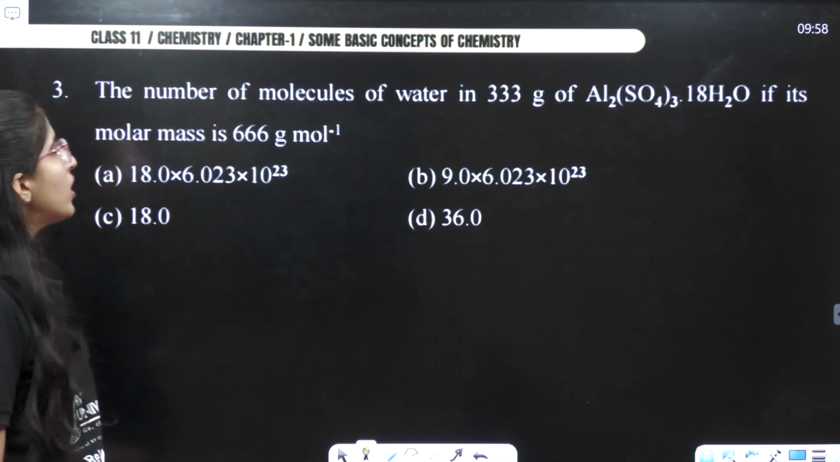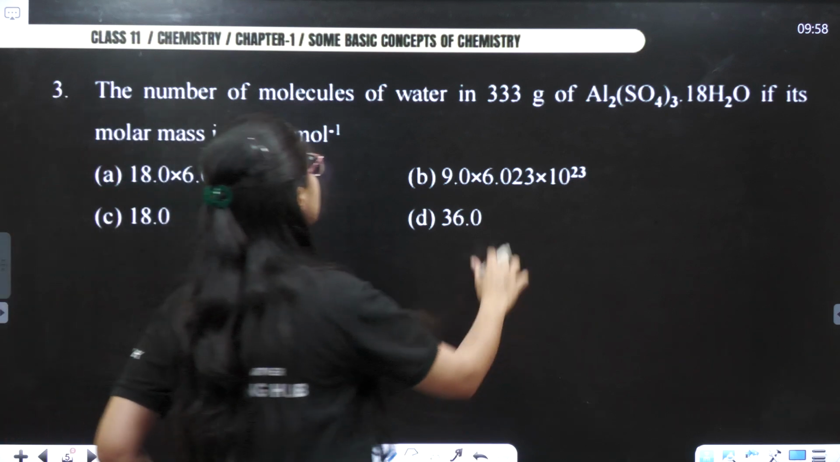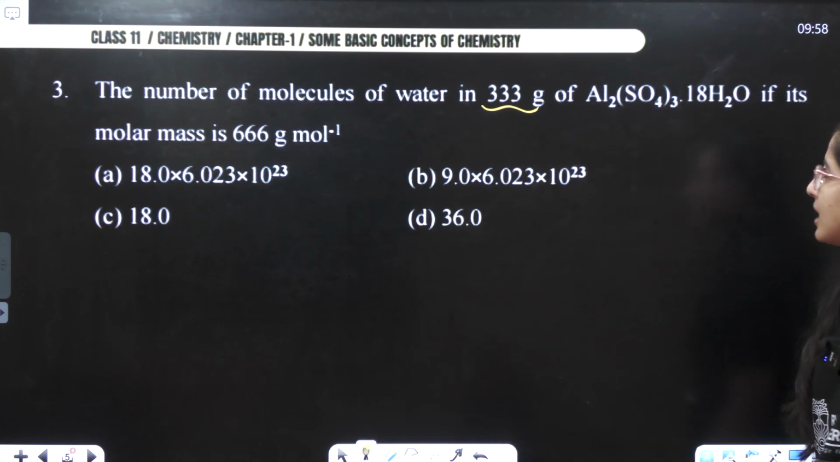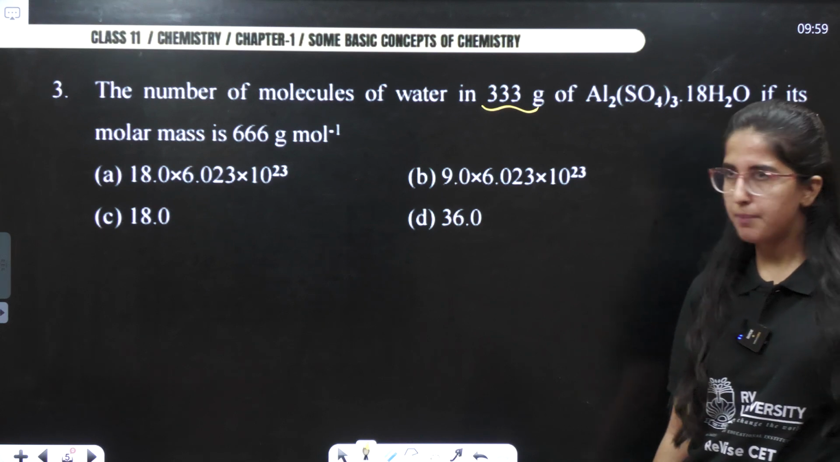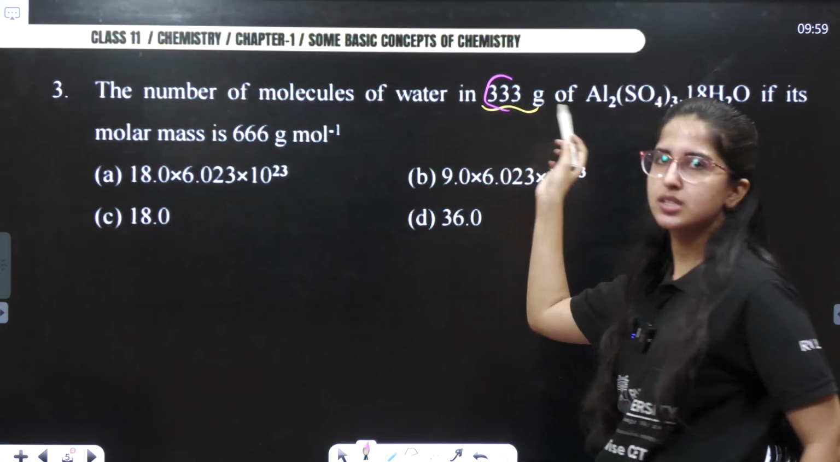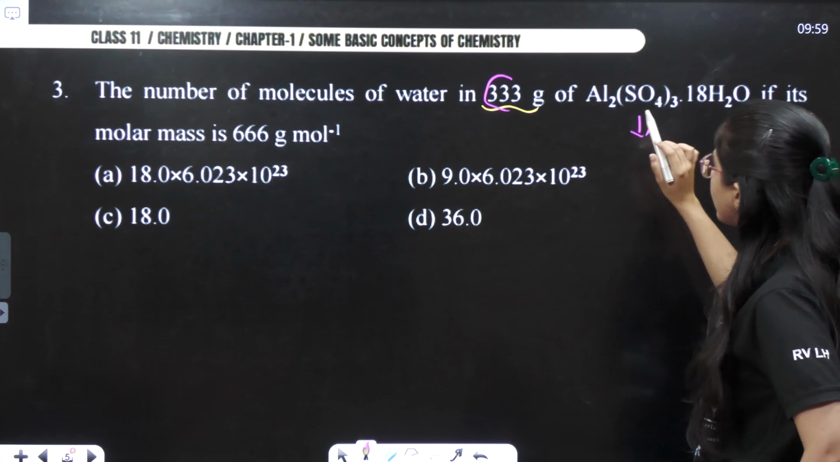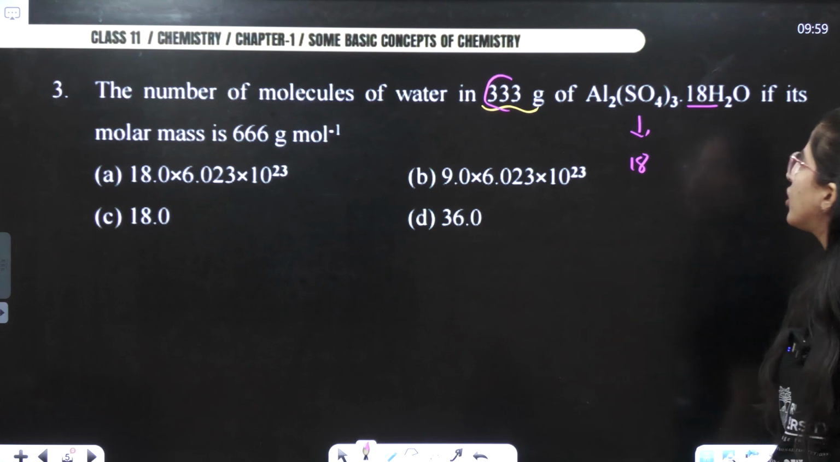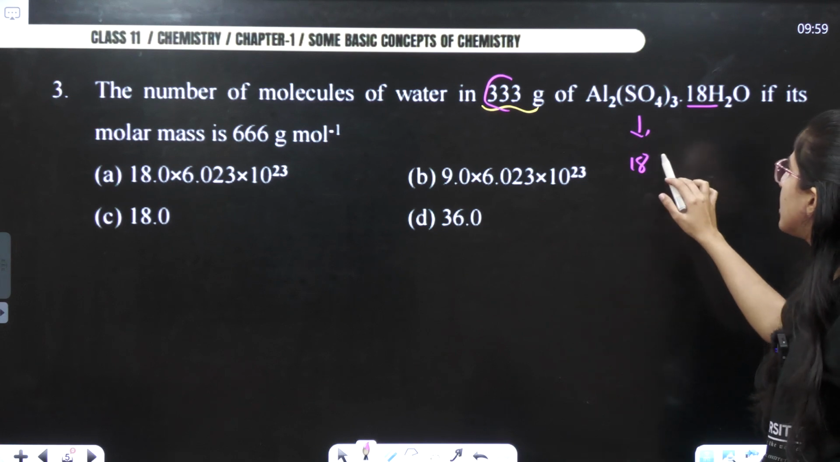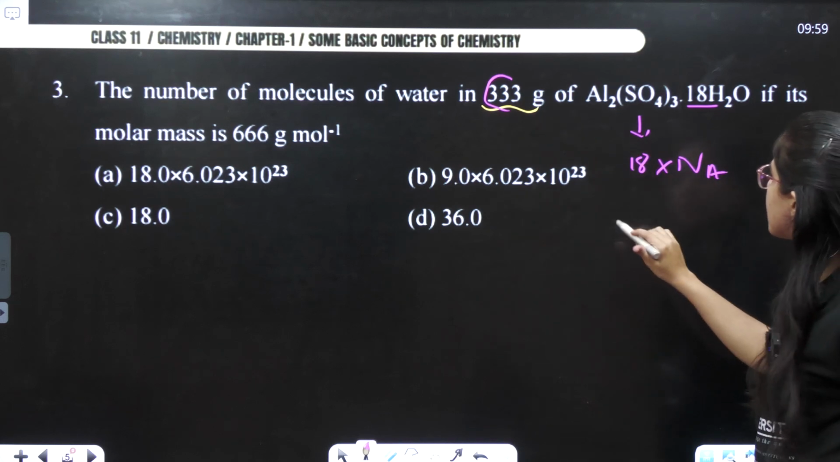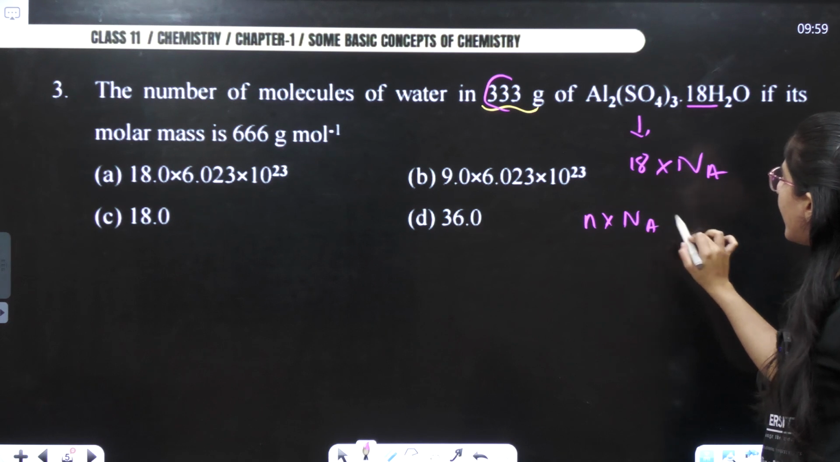Next question. The number of molecules of water in 333 grams of aluminium sulfate, Al2(SO4)3·18H2O, if its molar mass is 666 grams. So now we have to find the number of molecules of water in 333 grams of this compound. In this particular compound, you know that in one molecule, 18 water molecules are there. So in 1 mole, how much will it be? 18 into Na. Then in 333 grams, it will simply be n into Na into 18.